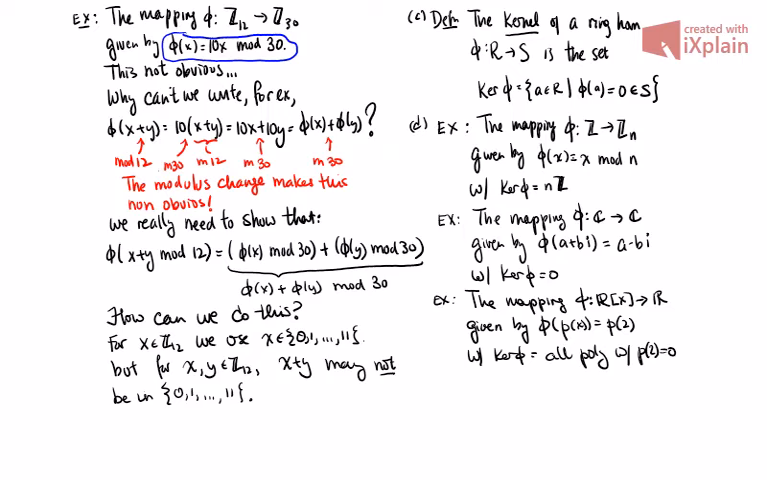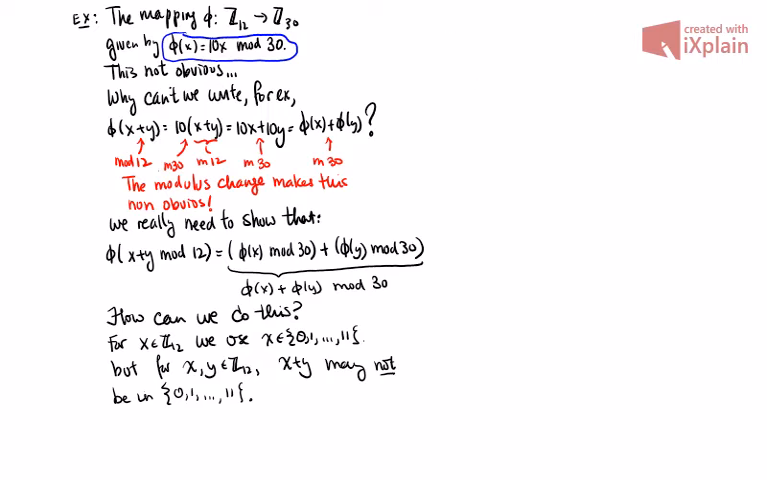Yeah. So then what can we do? So this is what we'll do. For x and y in Z12, we'll write x plus y. So we'll use the division algorithm. So what we'll do is we'll write this as a multiple of 12, say 12q for quotient plus the remainder. This is with the remainder between 0 and 11.